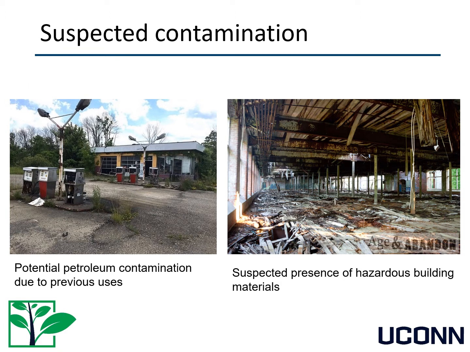Besides identifying properties that are abandoned or underutilized, the key concept to identify a brownfield is the presence or potential presence of contamination. So a property that is abandoned or underutilized is considered a brownfield only when there is some perception of contamination, which is typically associated with a previous site use, either industrial or a commercial activity. For example, in the former gas station that you see on the left side of your screen, we could suspect potential presence of petroleum due to previous handling of gasoline.